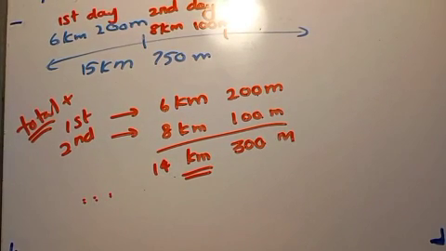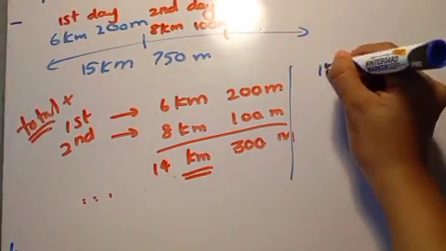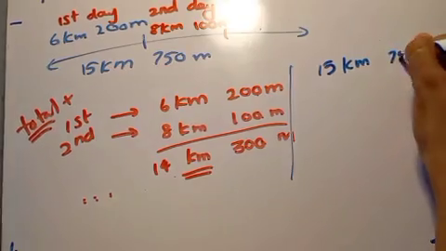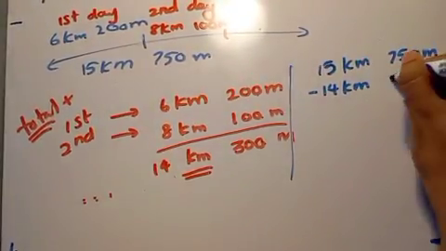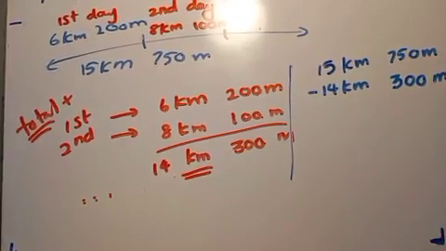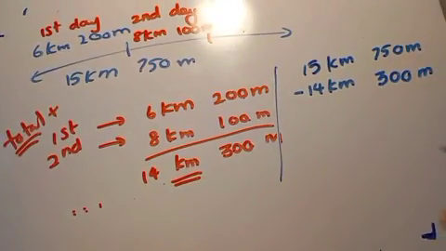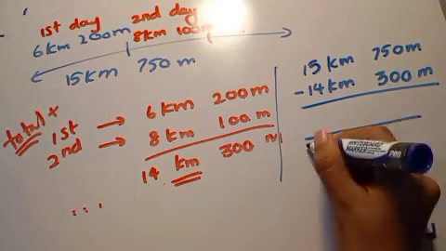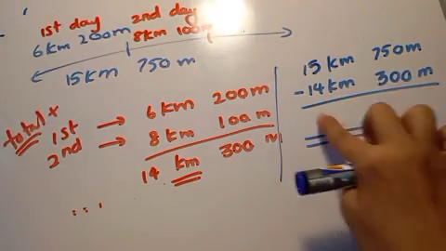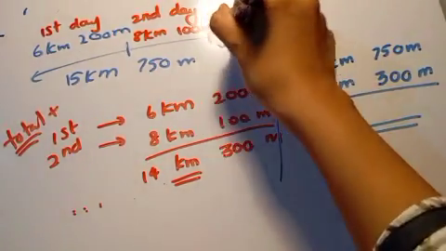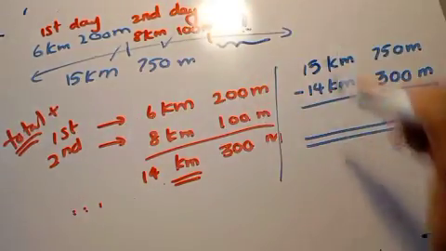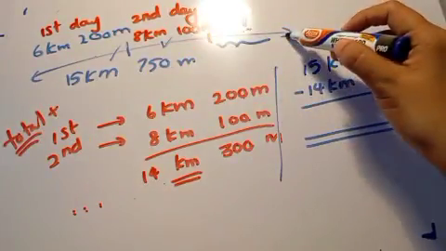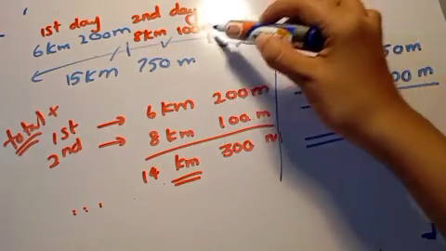What is the distance that is remained to be supervised? The total distance is 15 kilometers and 750 meters. Out of that, 14 kilometers and 300 meters was already supervised. So you have to subtract and get which distance is left to be supervised. What is this distance out of the total one? So the total distance is there. These two also you know. So you have to find this.